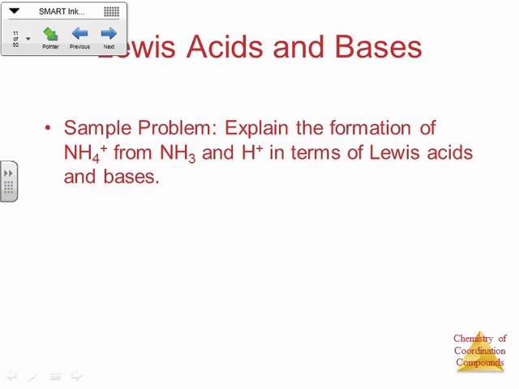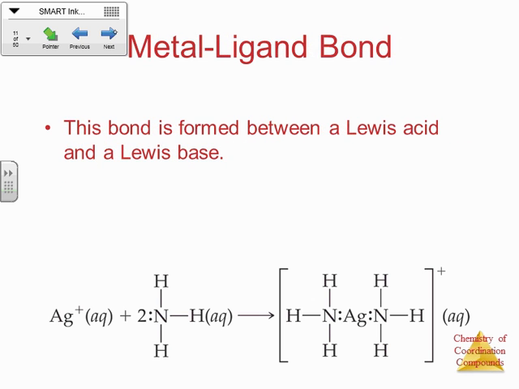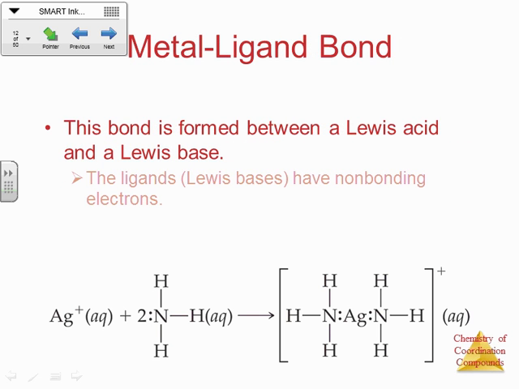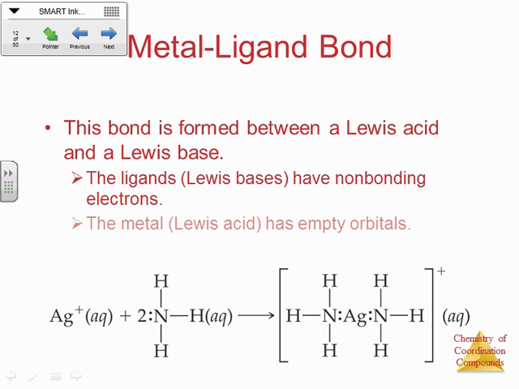Okay, this talks about Lewis acids and bases a little bit, and I already went over that with you, so we can skip that. So the metal-ligand bond right here, again, the metal is always going to be the Lewis acid because it's the one that's accepting the electron pair. And then the ligand is going to be the Lewis base. Okay?